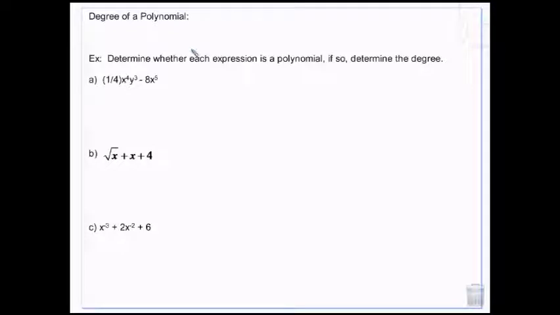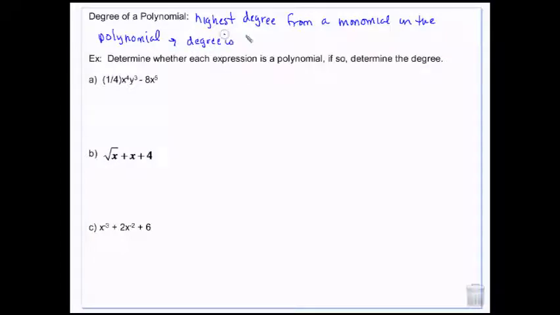We have a degree of a polynomial, and the degree of a polynomial is basically the highest exponent. Well, sorry, not the highest exponent, the highest degree, from a monomial. Okay, and the degree is the exponent sum in the monomial.